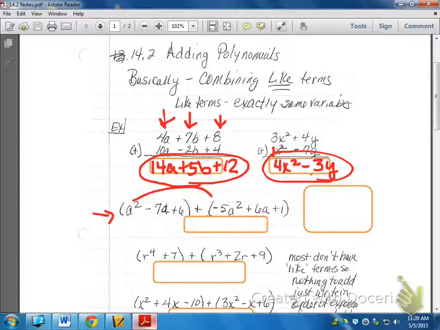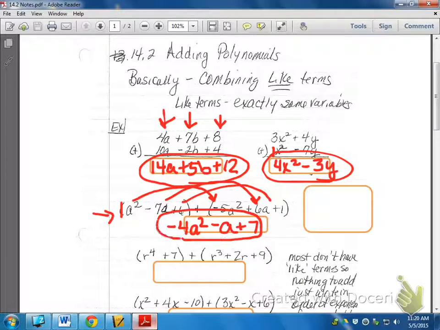So a squared and negative 5a squared. So I have a 1, but I'm going back 5. So it would be negative 4a squared. And then I match up negative 7a and positive 6. So I'm in the hole 7. And I gain 6, so that's negative a. I don't have to write a 1. And then 6 plus 1 is 7. So negative 4a squared minus a plus 7. Are there any questions about that one?